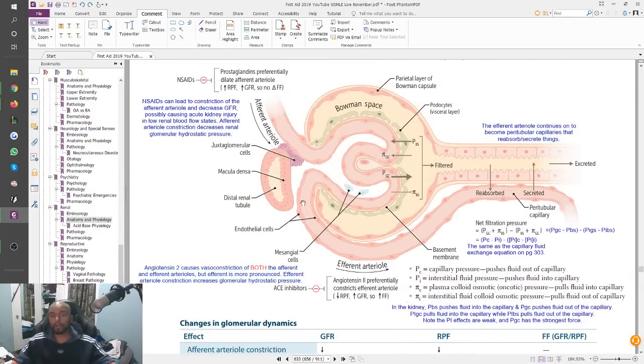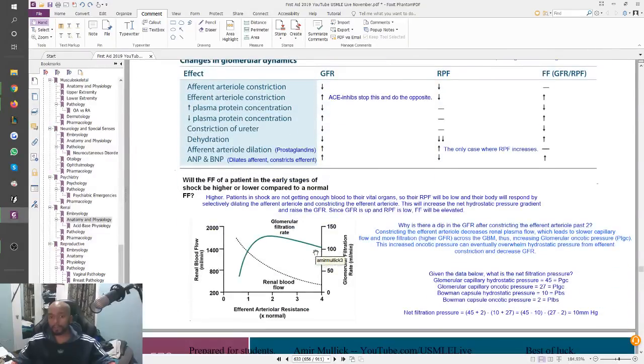Alright, so always remember, afferent arteriole constriction, dilation, efferent arteriole constriction, dilation, completely different scenarios. One of them allows more things to come in. The other one slows down whether or not you leave. The main difference is that afferent is before the glomerulus and the efferent is afterwards. So that's going to have different end scenarios.